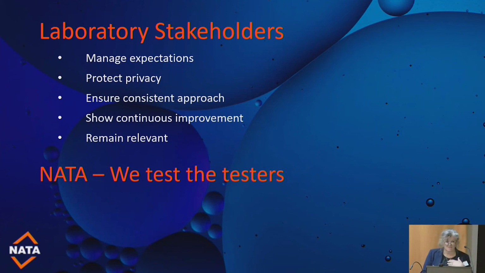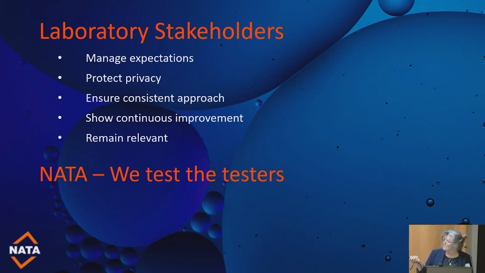We have to ensure that we take a consistent approach, and we continuously improve things within our organisation to show that we are having a consistent approach. We have to have continuous improvement, and we've just got to remain relevant. Quality can just become quality for the sake of quality, and I think that we want to continue to grow it. I think the whole conversation about risk, we wouldn't have been having these 5 years ago. So I think that's how we remain relevant. So NATA, we test the testers. So that's what it's all about.